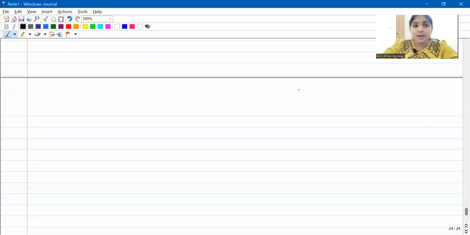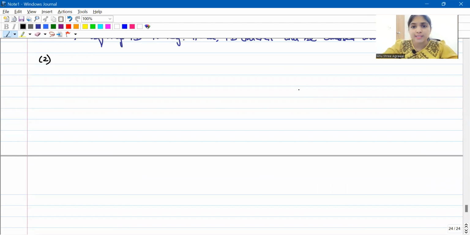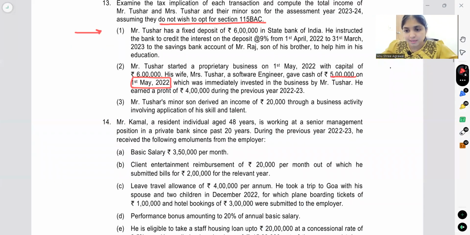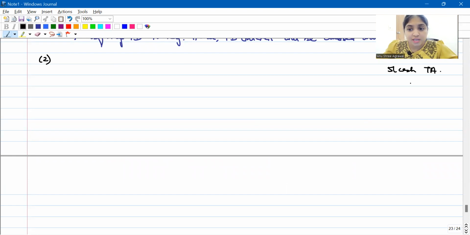You know very well that when I transfer anything to my spouse for no consideration or for inadequate consideration, then whatever income my spouse earns from that asset will be clubbed into my hands. Here, if you see, Mrs. Tushar has given to Mr. Tushar how much? 5 lakhs cash. This 5 lakhs cash is a transferred asset. This 5 lakhs cash has changed form into investment in business, guys. What is the provision? If I transfer anything to my spouse for no consideration or inadequate consideration, from that transferred asset, if my spouse earns any income, it will be clubbed with my income.